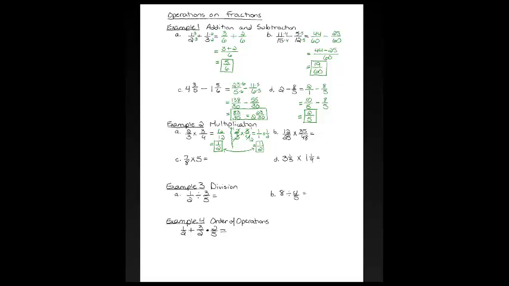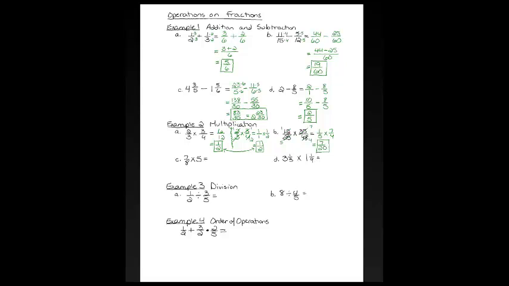So looking at these, we have 12 and 48. Both of those are divisible by 12. So 12 goes into 12 once. 12 goes into 48 4 times. The 25 and the 35 are both divisible by 5. 25 divided by 5 is 5. 35 divided by 5 is 7. So this becomes 1/5 times 7/4. 1 times 7 is 7. 5 times 4 is 20. The answer is 7/20.